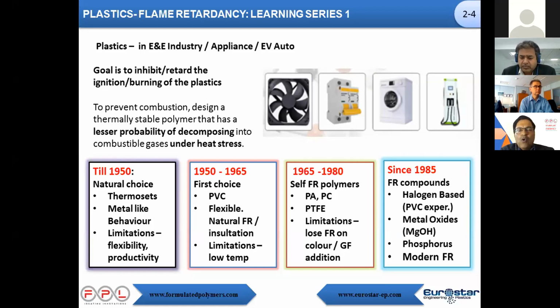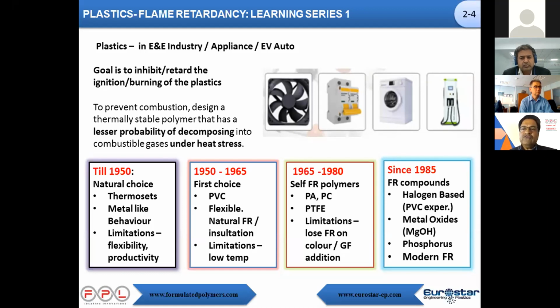The goal of flame retardant is to inhibit or retard the ignition. There is some misunderstanding in the industry that flame retardant means it will not catch fire. It is not so. It will catch fire because, after all, the polymer is organic material, which is a fuel. So it will catch fire, but the job of flame retardant is to put it off at the earliest. How quickly it puts off, without fumes, without smoke. Those are all the areas where flame retardant has grown over the years.